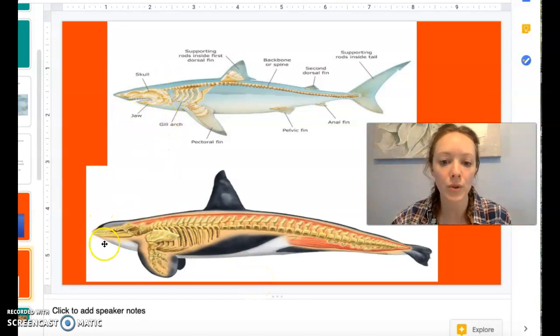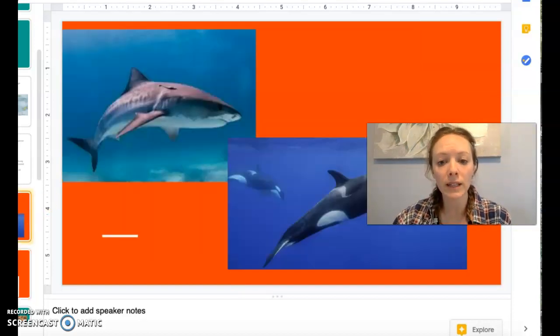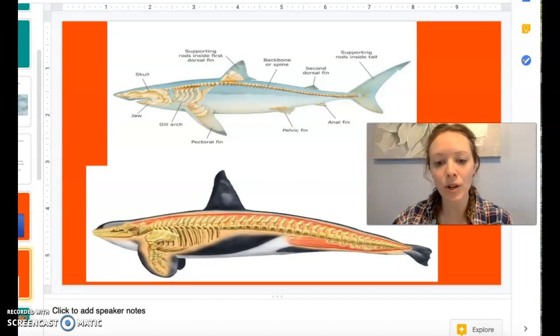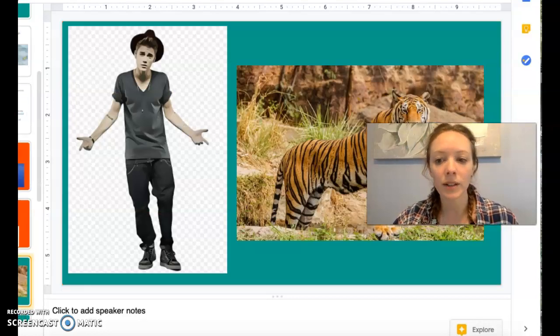And their skull also looks different. So even though, again, they behave similarly, they live in the same biome, if we really look at their bone structure, I'm not really seeing that they're from the same kind of ancestor. Okay, let's look at something else.